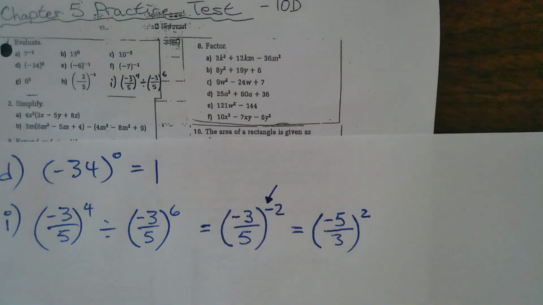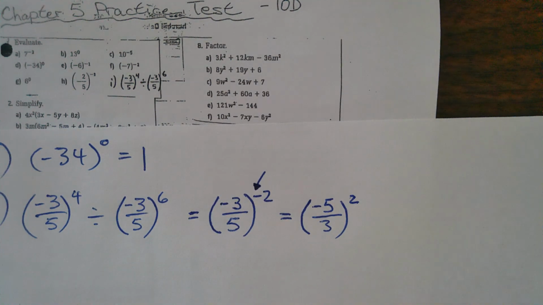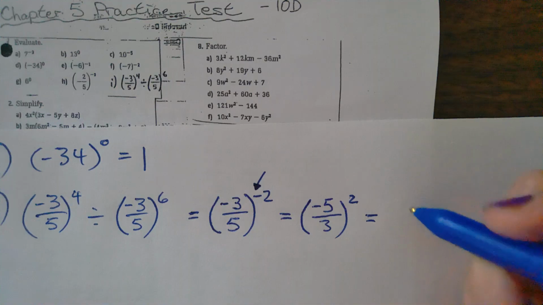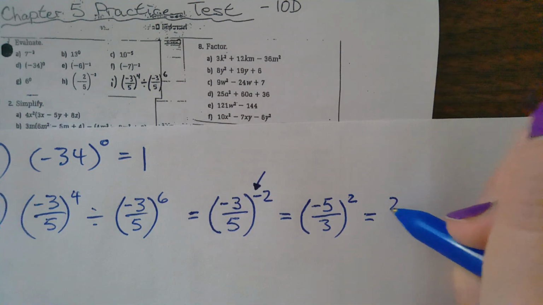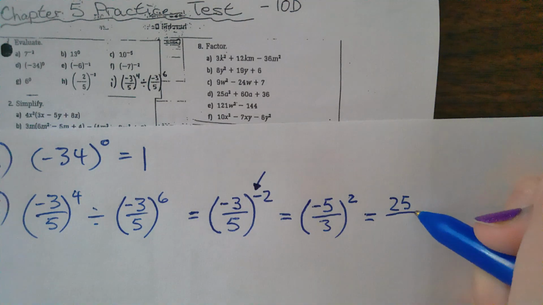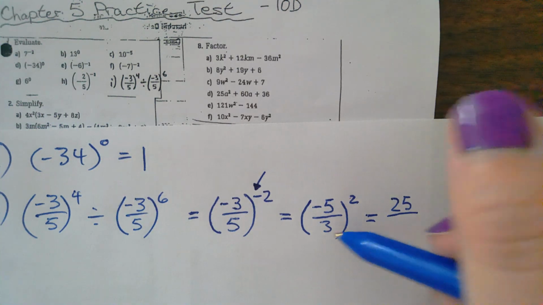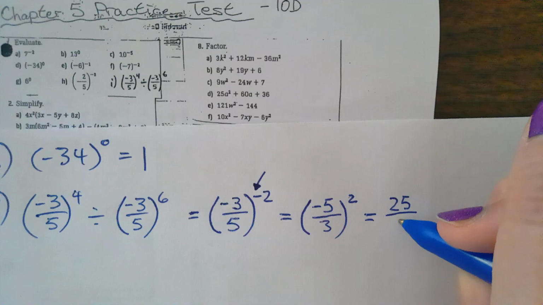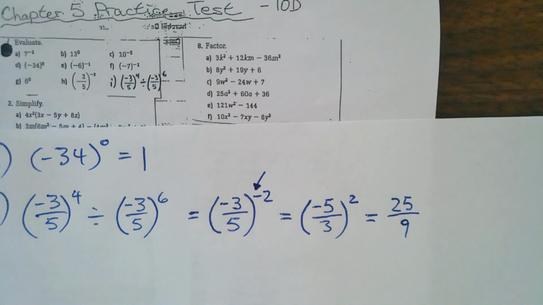Okay, now I have exponent 2. Leandro, since you're facing the wrong way, thank you. What is negative 5 squared? Negative 5 times negative 5? Positive or negative? Positive, right. And then 3 times 3? 9, and that's it. That's your answer.